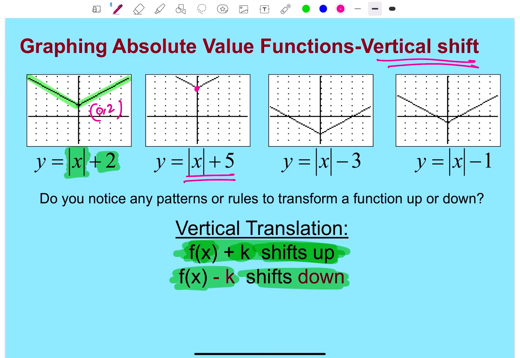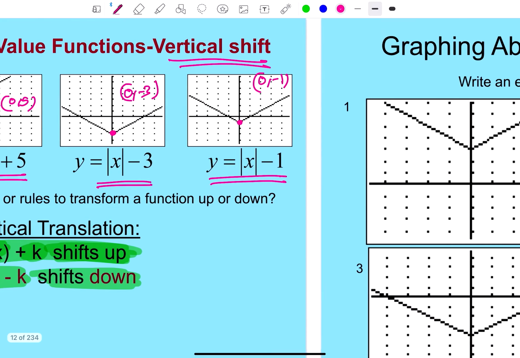And the next one, the graph will be shifted 5 units up. The new origin will be 0, 5. The next graph will be shifted 3 units down. The new origin will be 0, negative 3. And y equals absolute value of x minus 1 will be shifted 1 unit down, and the graph origin would be 0, negative 1.